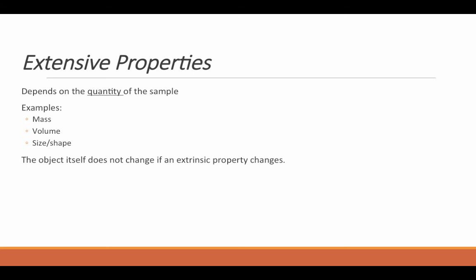The opposite of an intrinsic property is an extrinsic property. An extrinsic property is just how much do you have, which is the exact opposite of the intrinsic. It depends on the quantity of the sample, so the shape and the size could change, the mass, the volume, so how much space it takes up. That's all dependent on the quantity, which is extrinsic.